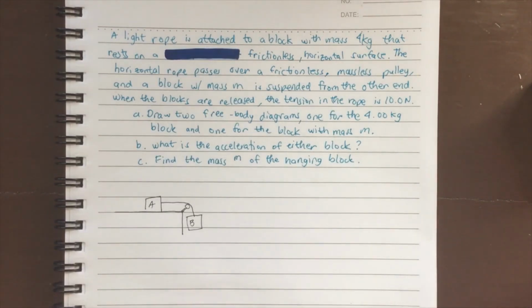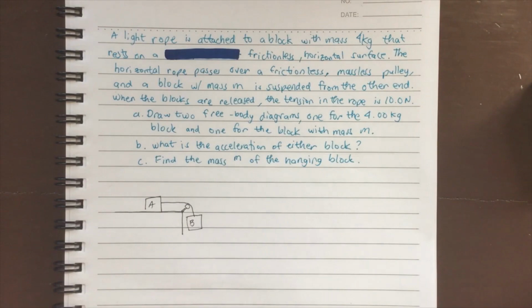So let's solve another problem. You have a light rope attached to a block with mass 4 kilograms that rests on a frictionless horizontal surface. The horizontal rope passes over a frictionless massless pulley and a block with mass m is suspended from the other end. When the blocks are released, the tension in the rope is 10 newtons.